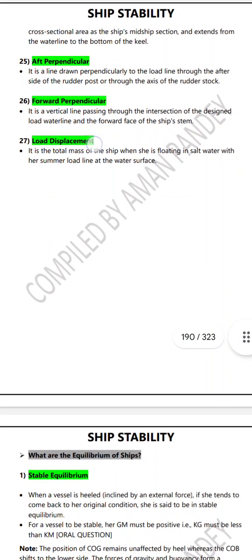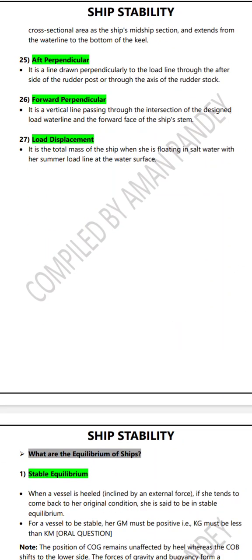Forward perpendicular is a vertical line passing through the intersection of the design load water line and the forward face of the ship's stem.